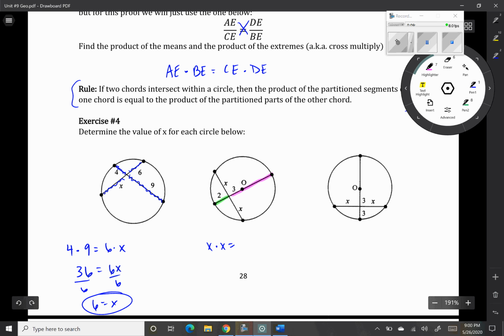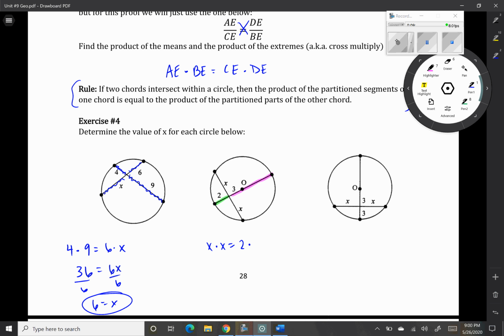So I need to know the length of the green piece and the length of the purple piece. The length of the green piece is 2. The length of the purple piece, I only know this little piece of it is 3, but there is a way of me finding this length. It's a radius. What do we know about all radii? They're all the same size. The radius of this circle is 5. So this radius must also be 5. So this whole purple or pink length is 8. So I'm going to say x times, or 2 times 8. So I get x squared is equal to 16, square root it, and I get x is equal to 4.